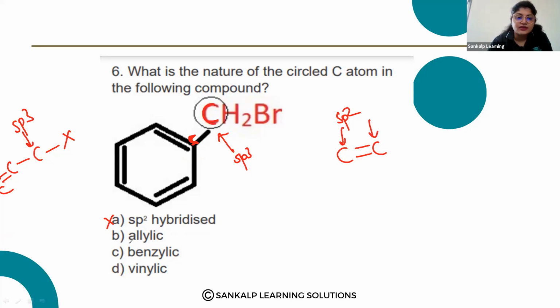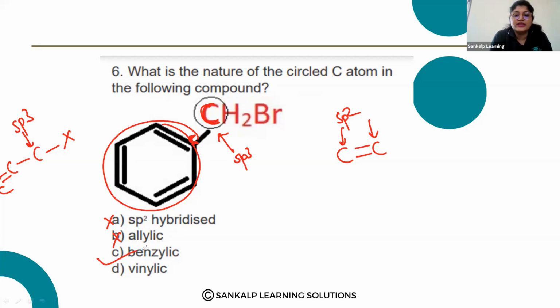Then next is what? Benzylic. What do you mean by benzylic halide? Benzylic halide means the halogen atom is directly attached to a carbon which is sp3 hybridized, which is next to an aromatic ring, right? This is linked to an aromatic ring. So it is benzylic, and option C is the correct answer.